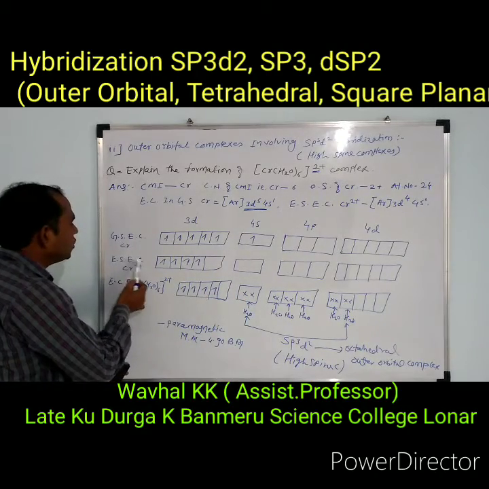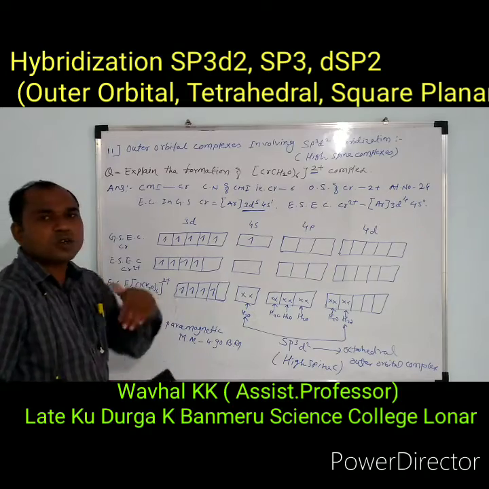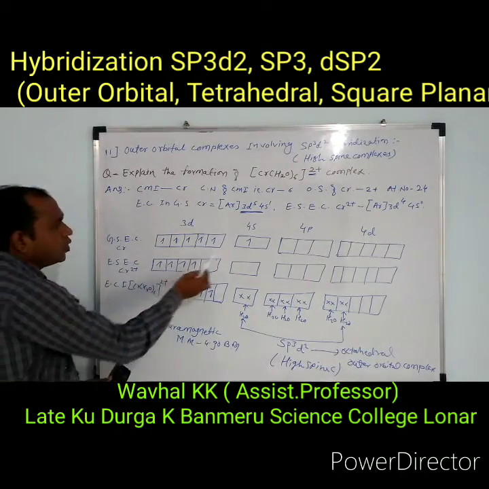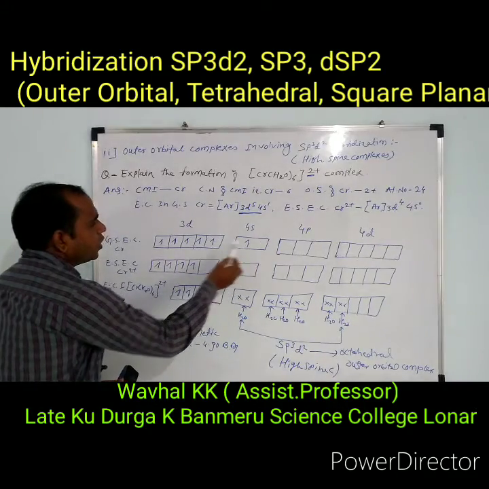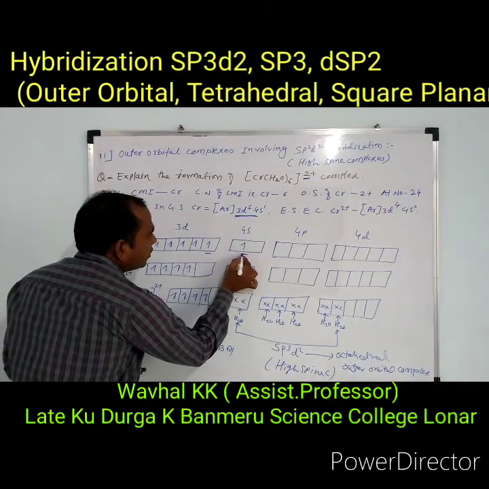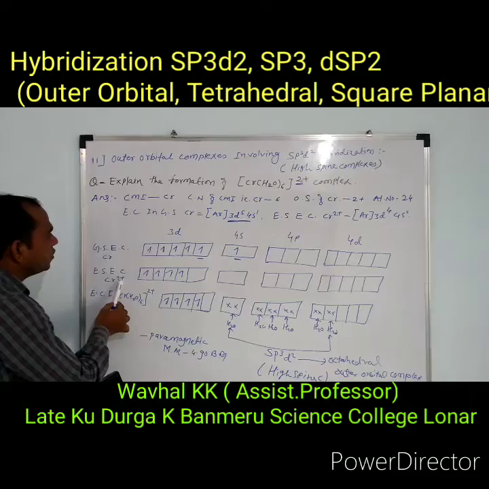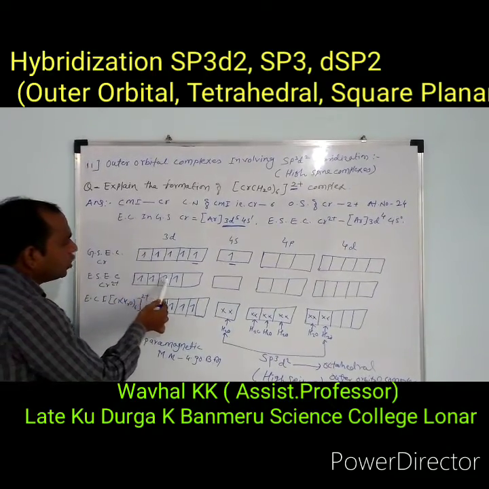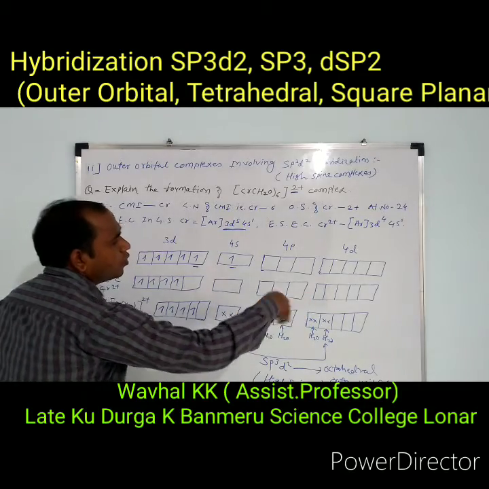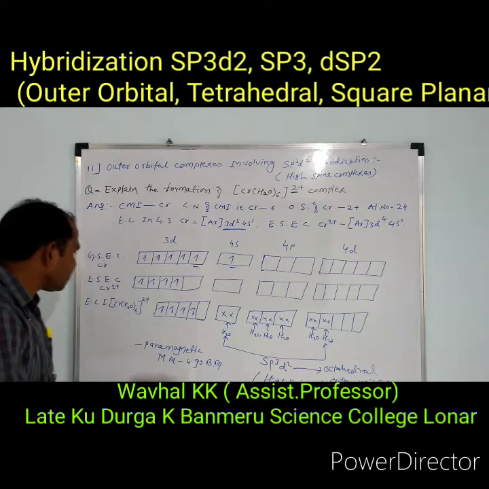Then the electronic configuration in the excited state. In the excited state, 2 electrons are removed because the oxidation state of chromium is +2. Hence, 1 electron from the 4s orbital and 1 electron from the d orbital are removed. Then the excited state of Cr2+ is 1, 2, 3, 4. This orbital is vacant, this orbital is vacant, and all the other orbitals, 4p and 4d, are also vacant.